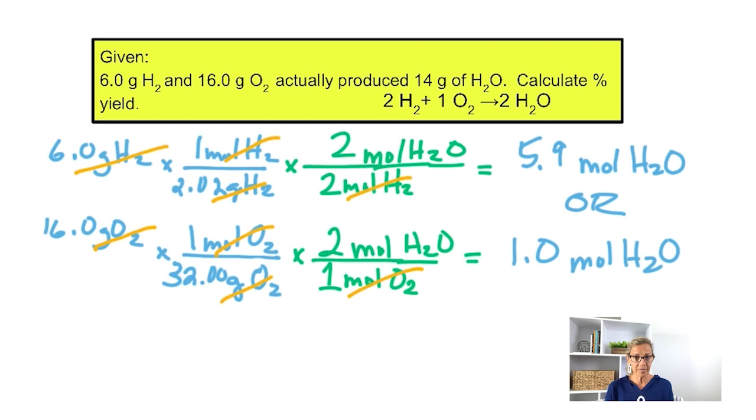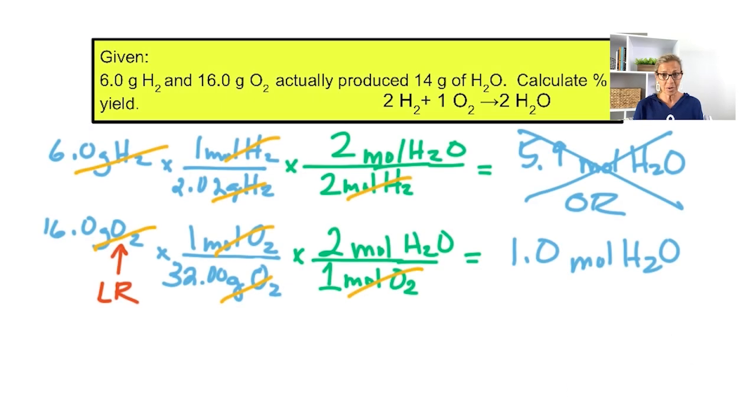Now, don't leave both of those. Remember, we're going to cross one of them out. Which one can't happen? The bigger one, right? That cannot happen because we will run out of oxygen. Oxygen is my limiting reactant. We will run out once we get to 1 mole of water. Okay? So guess what this is right here?